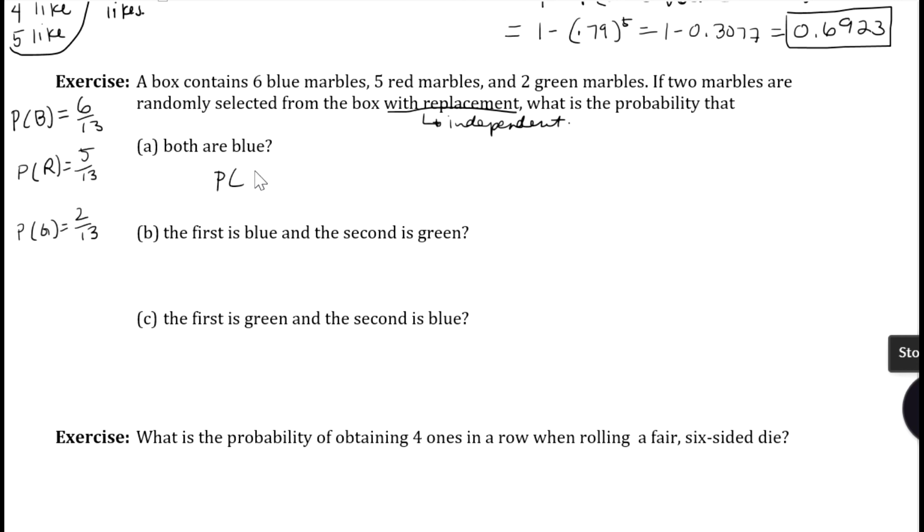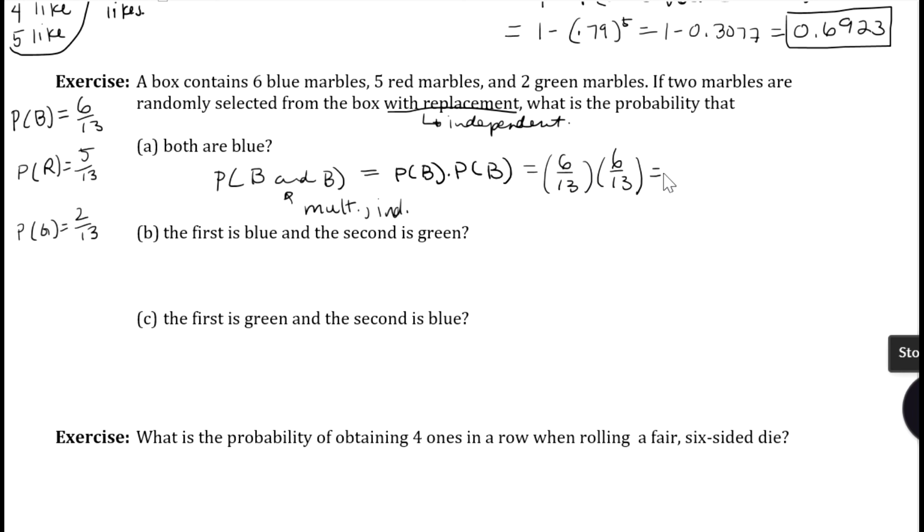So probability that we have blue and blue. So again, we have an and, so we're going to use the multiplication rule. And then we have to think about if we're independent or not. Since we have this indicator of with replacement, we're going to be independent. Okay, so probability of blue times probability of blue. And we're not changing these because they're independent. So each time that we select the marble, it's still going to be the same as it was before. So we're going to have 6 out of 13 times 6 out of 13, which is 0.2130.